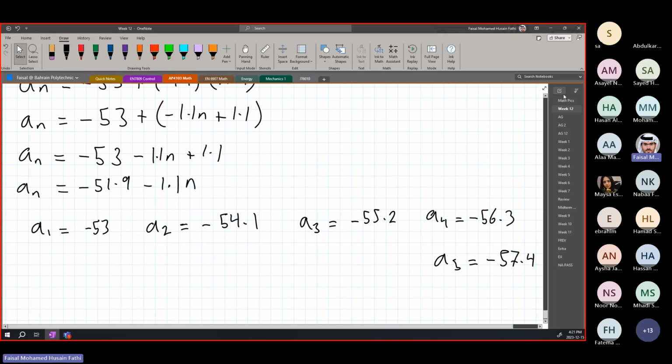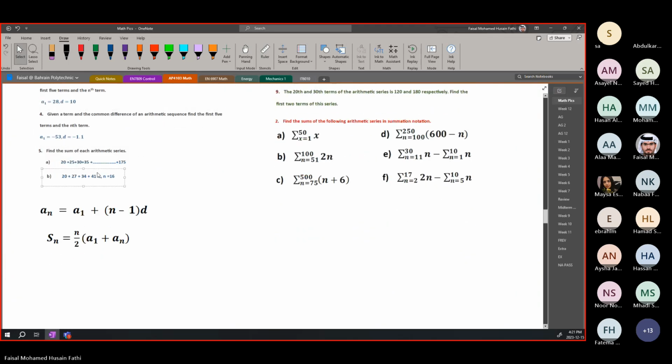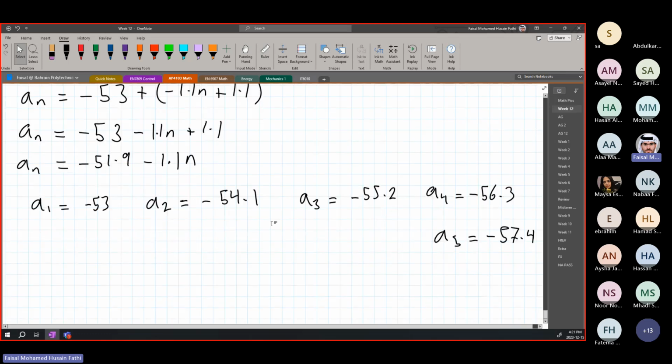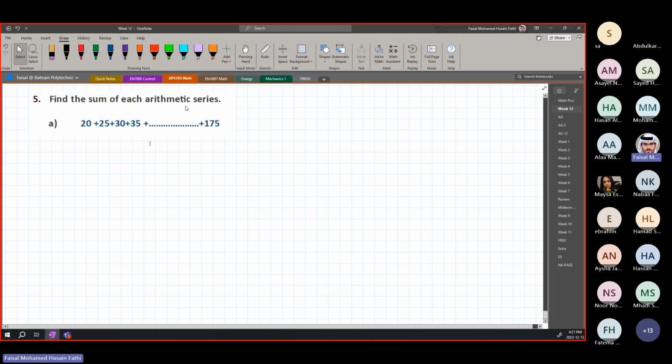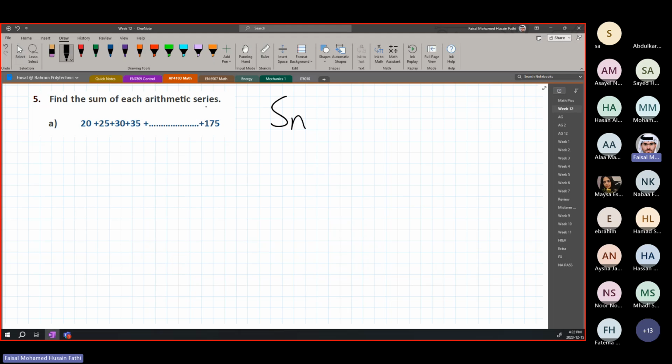Moving on. Find the sum. Okay. Find the sum. What does sum mean? Sum means arithmetic series. So when you see sum or arithmetic series, or you see plus, you know it has to do with Sn. Remember the equation of Sn? It's equal to n over 2 times a1 plus an. Okay?